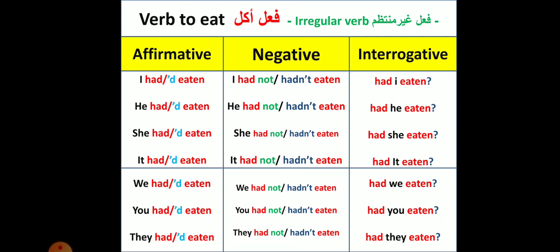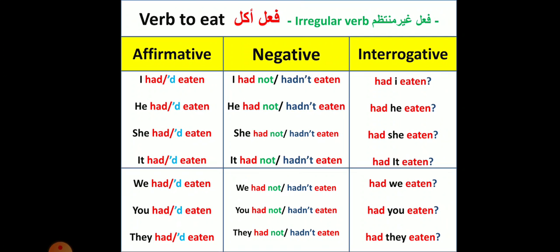eaten. We had eaten, or we'd eaten. You had eaten, or you'd eaten. They had eaten, or they'd eaten. Okay, so short form, we use it with spoken English. Okay, we don't use it in writing or in formal English.